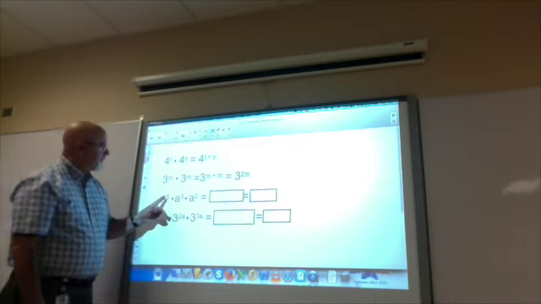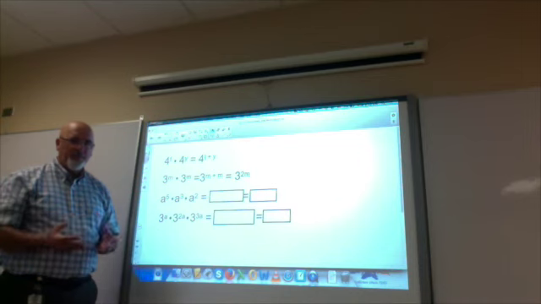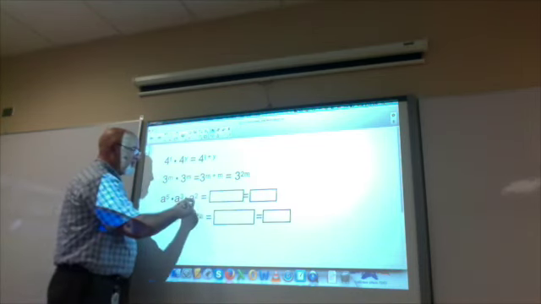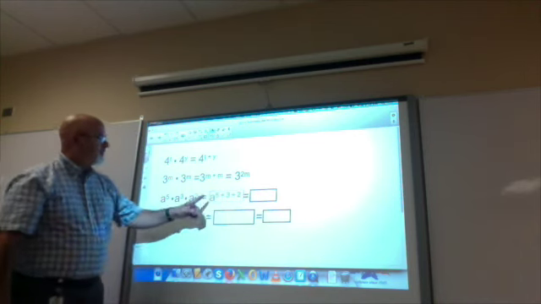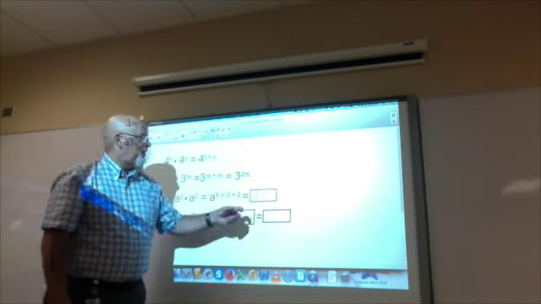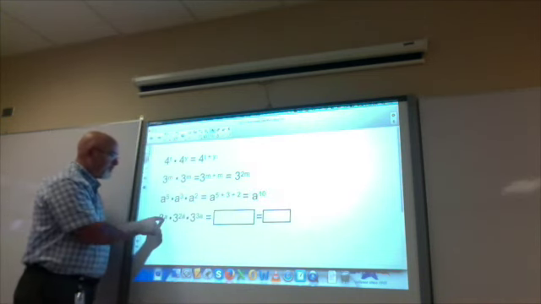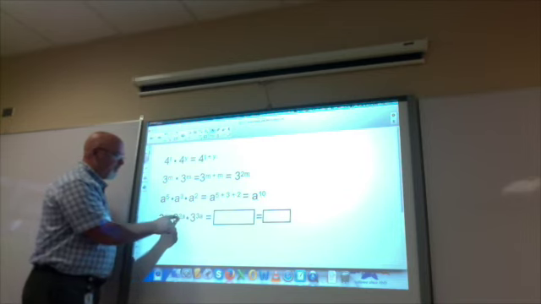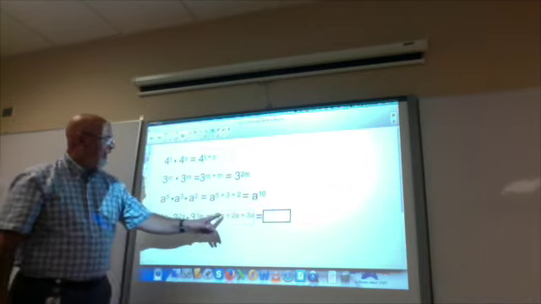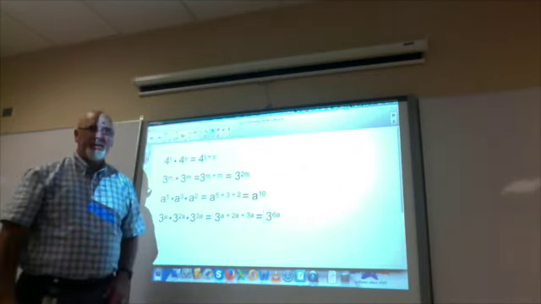What about this one? If you add when you multiply 2 of them, you add when you multiply 3 of them. So this will be a to the 5th times a to the 3rd times a to the 2nd, which will be a to the 5 plus 3 plus 2, which is equal to a to the 10. This one will be 3 to the a plus 2a plus 3a. So you add a plus 2a plus 3a, and you get 3 to the 6a.